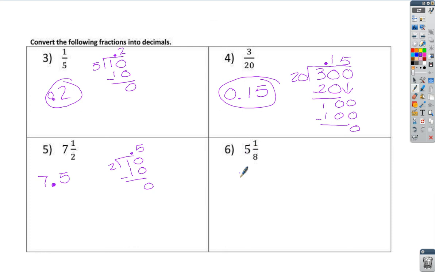Number 6, we have a whole number, so we're going to bring that down, put it in our decimal. Now solve for the fraction. So 1 divided by 8. 8 can't go into 1, so we need a decimal. 8 can go into 10 2 times, so we have 10 minus 8. We get 2. We're not done yet, so we're going to have a 0 and bring it down. 8 can go into 20 2 times.